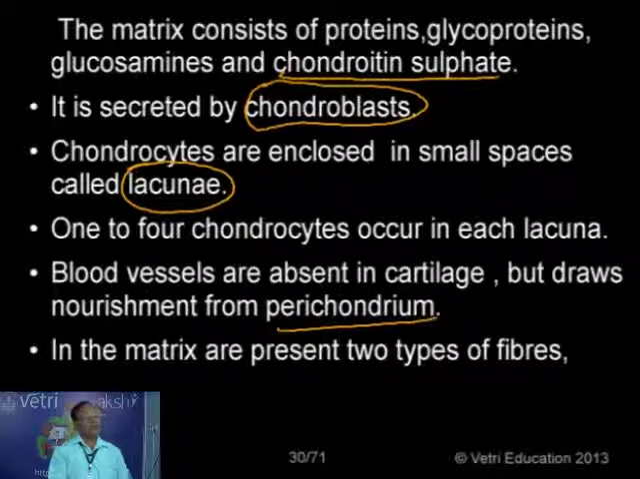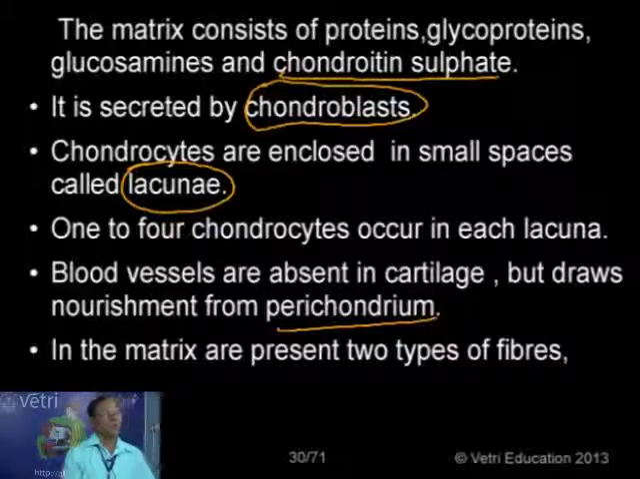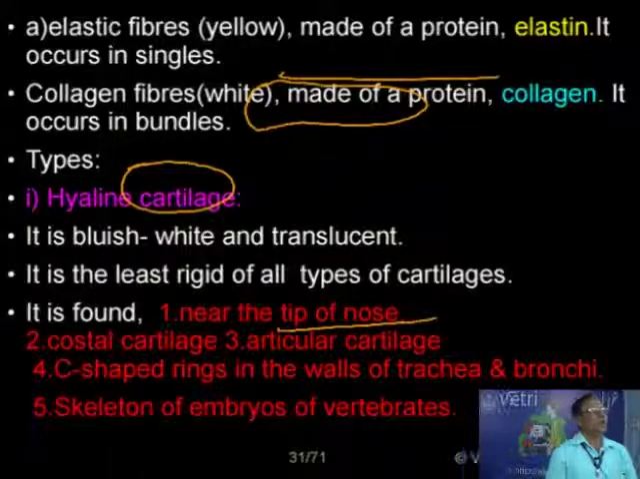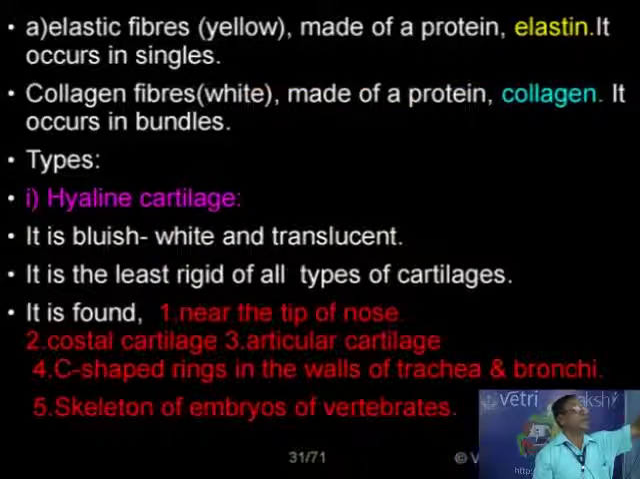Now, in the cartilage, as in the case of connective tissue, there are two different types of fibers, and they are responsible for giving the firmness, the flexibility, the strength of the cartilage, all because of the fibers found in the matrix. So what are the two types of fibers? One fiber is normally white in color, another one is yellow in color. The white fiber is made up of a protein called collagen. The yellow fiber is made up of a protein called elastin.